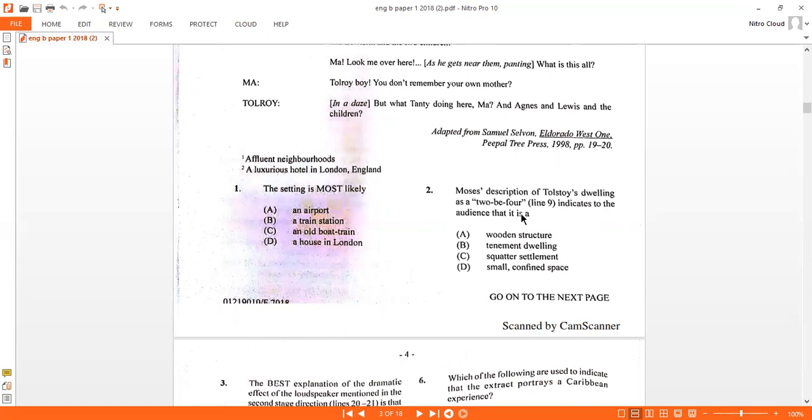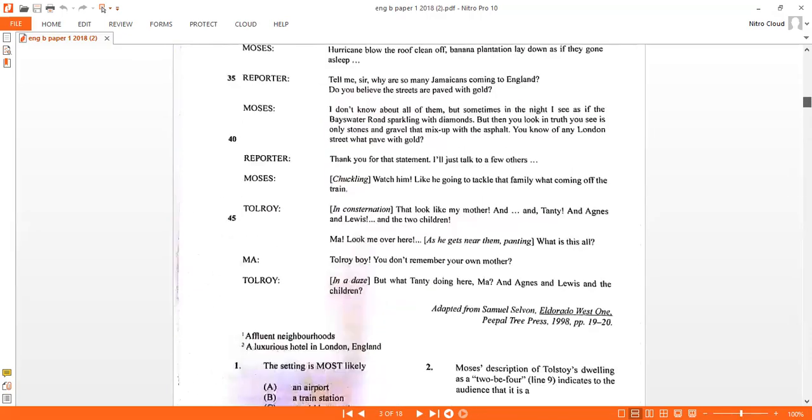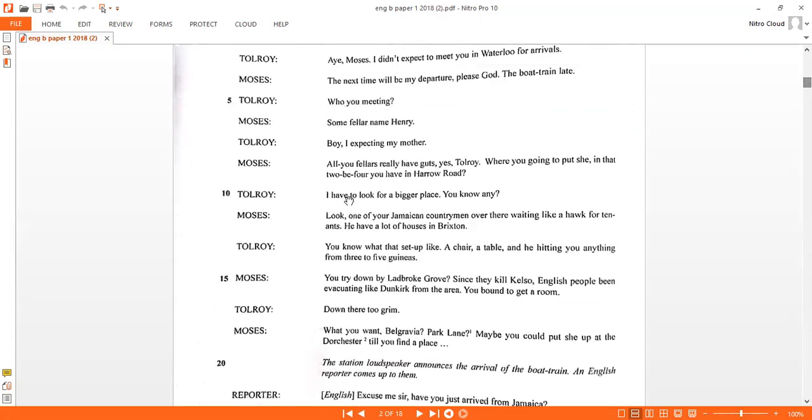What does it mean to us, the audience? What does that indicate or tell us about his dwelling? So we're not trying to find out where he lives. We're trying to find out some sort of description about his living situation, right? So let's go to line 9. Line 9 says, let's start at the top. All you fellows really have guts. Yes, Tolroy? Where you gonna put she? In that 2x4 you have in our road?